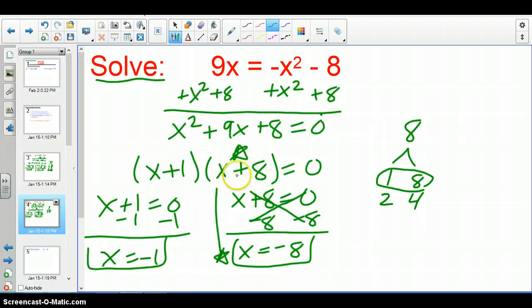So if we're looking inside this parenthesis, we see a positive 8, we know x is going to equal negative 8. Same thing over here. We see that x equals negative 1. Well, we have a positive 1 here, so our values are just opposite there.